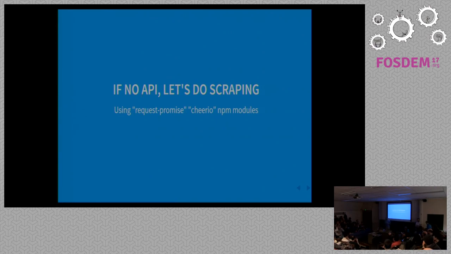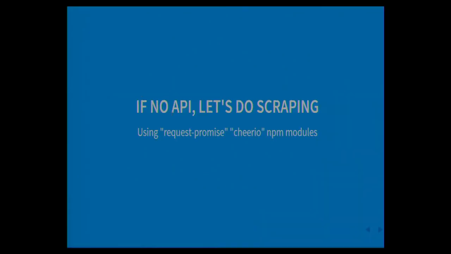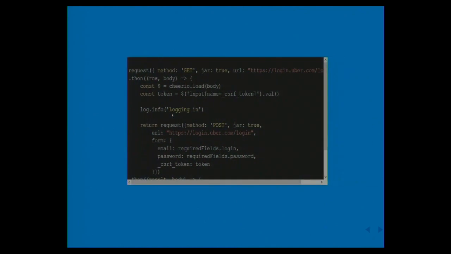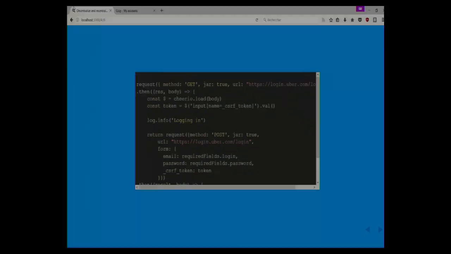For that, you have some npm packages, which are JavaScript packages, to help you. You have request-promise, which will help you to get data from the web in the form of an HTML page, and the Cheerio package, which will parse the HTML page and let you, with some jQuery selectors, select the data you're interested in. So here is an example of a connector. It's just a small part, because I couldn't show all the code, but that's the part which logs in to the web service and displays the data you want. But you have after to parse it and get your data.